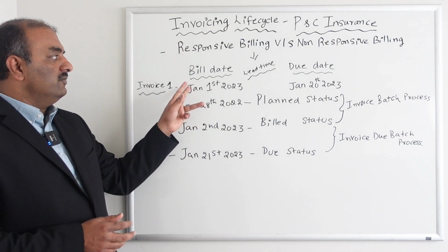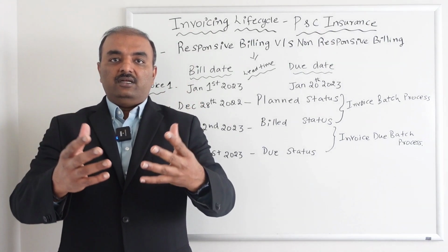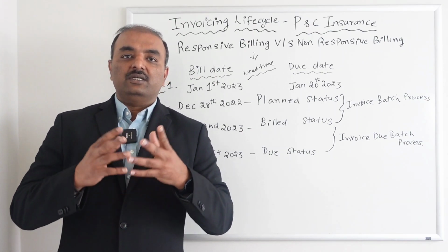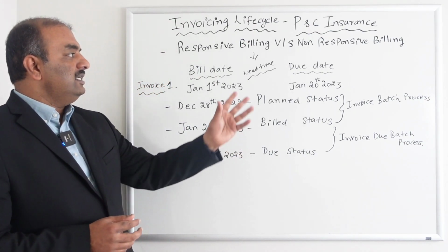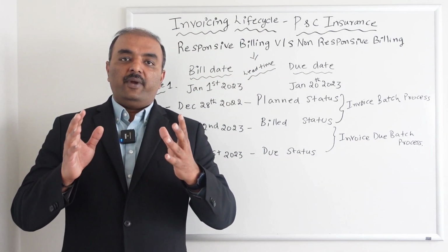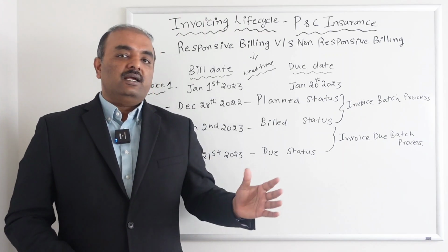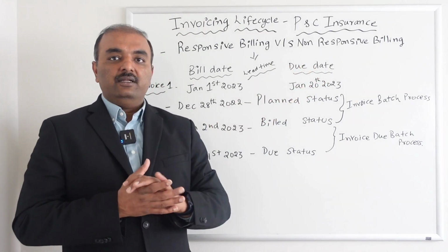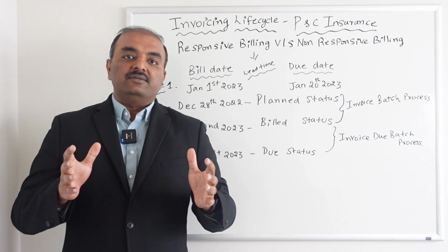this is the date on which the invoice will be billed to the customer. This is the day the invoice will be generated and then sent to the customer. When you say due date, this is the date on which the customer has to make a payment. On or before this date, the customer has to make a payment. That is the reason why we have it as due date. Let's see the life cycle.